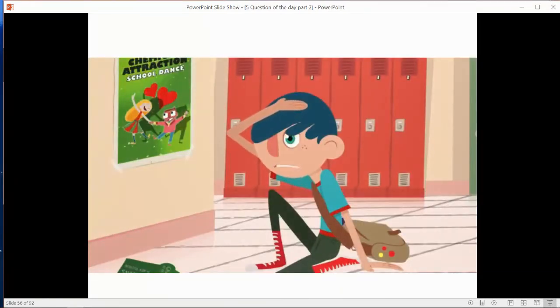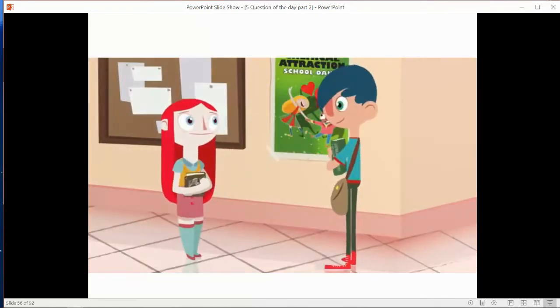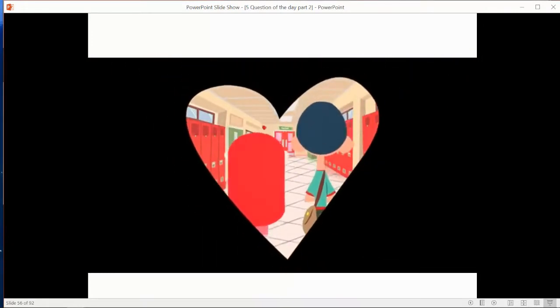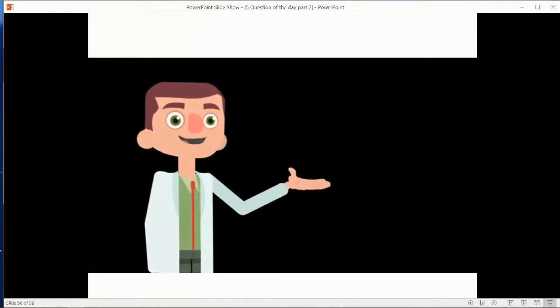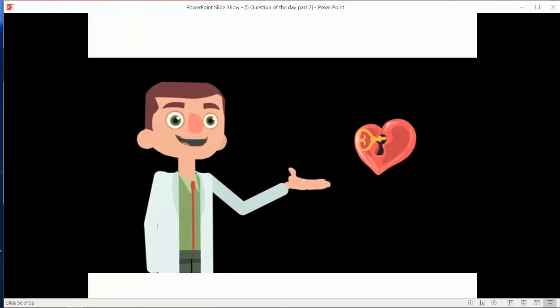"I'm sorry," he said. "Let me help you with your books." He kindly helped her recollect her belongings and politely offered to walk her to class. And you'll never guess who went together to the dance later that year. Yep, those two. So as we can see from this example, the key to getting a date for the dance is to collide with someone and knock the books out of their hands.